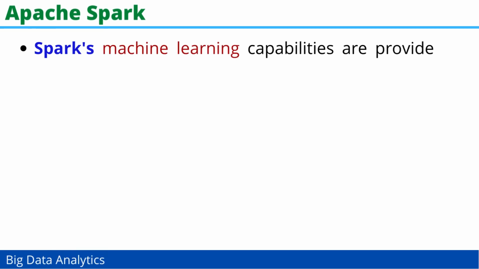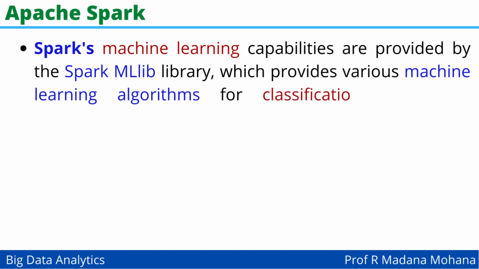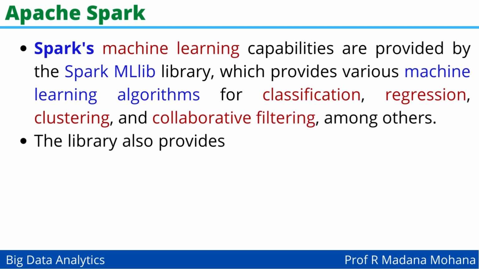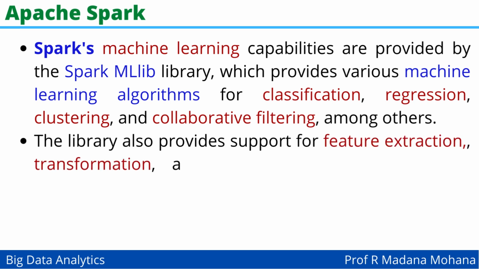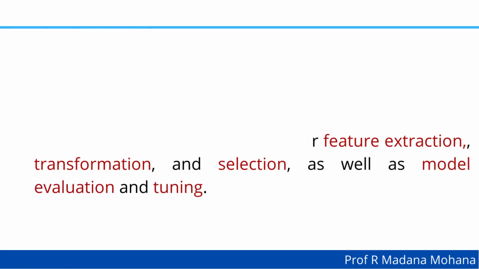Spark's machine learning capabilities are provided by the Spark MLlib machine learning library, which provides various machine learning algorithms for performing classification, regression, clustering, and collaborative filtering, among others. The library also provides support for feature extraction, transformation, and selection, as well as model evaluation and tuning.